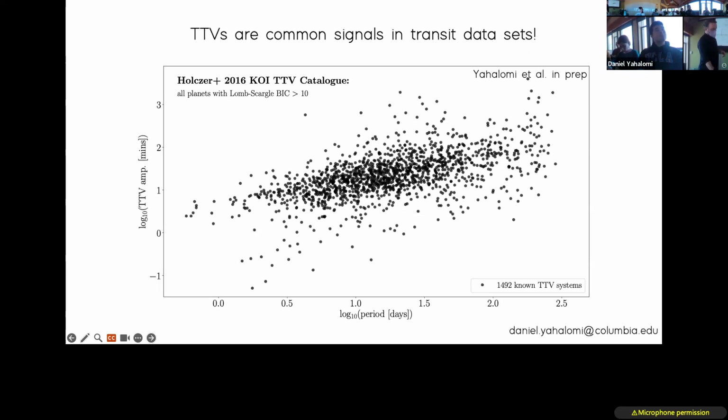Okay, so now why should we care about model selection of TTVs? If you look at the same Holczer 2016 catalog, and we've fit our own Lomb-Scargle periodogram to find any system showing a consistent period, and then we down select to only systems that have a statistic that favors a periodic signal versus a flat line with a value greater than 10, so pretty high significance, we're left with 1,492 known TTV systems.